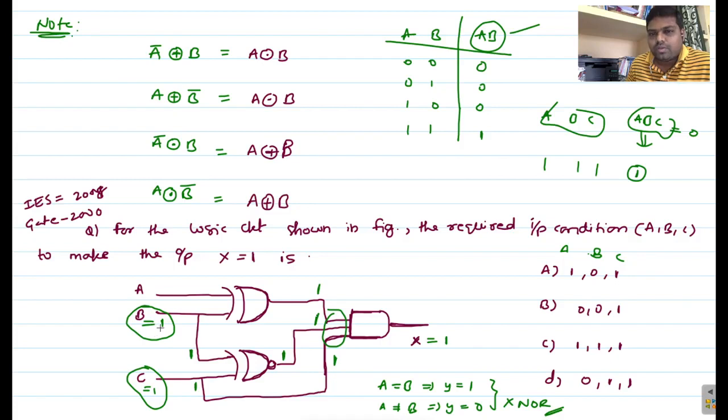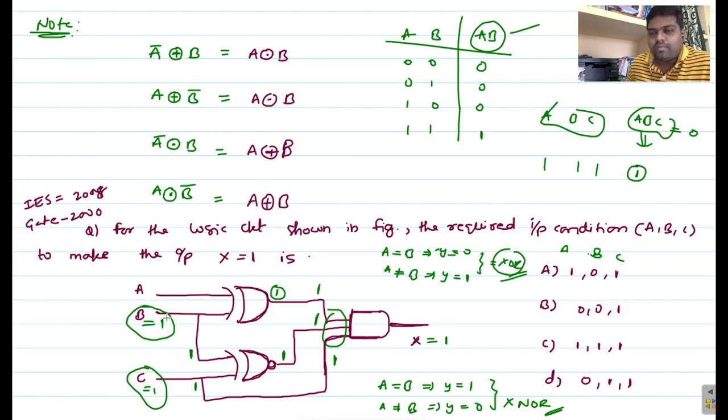Then B equals 1. Now this is an XOR gate, okay? The XOR gate output is 1 here, so this one is connected to this gate. That means the XOR gate output is 1 here. For XOR, when both the inputs are the same, the output will become 0, and when both the inputs are not equal, then the output will become 1. This is the XOR logic.